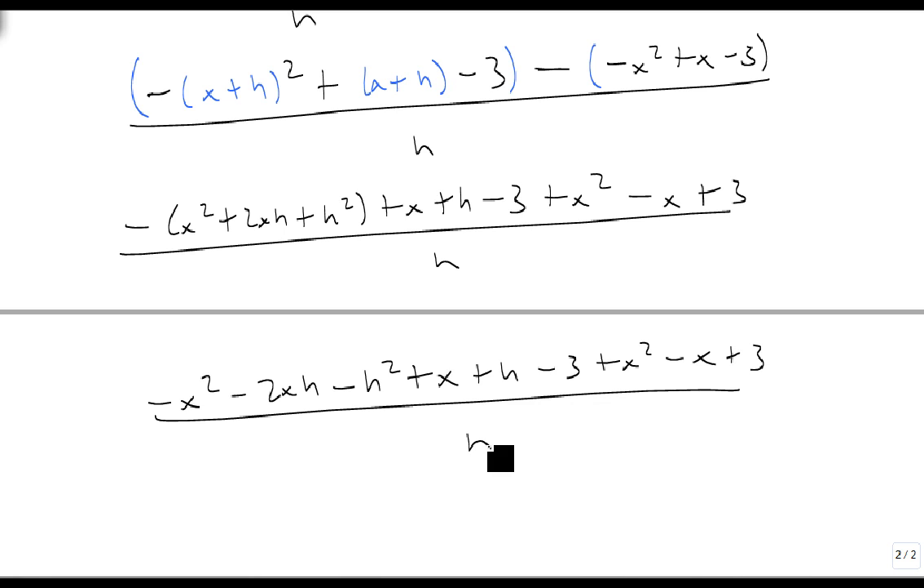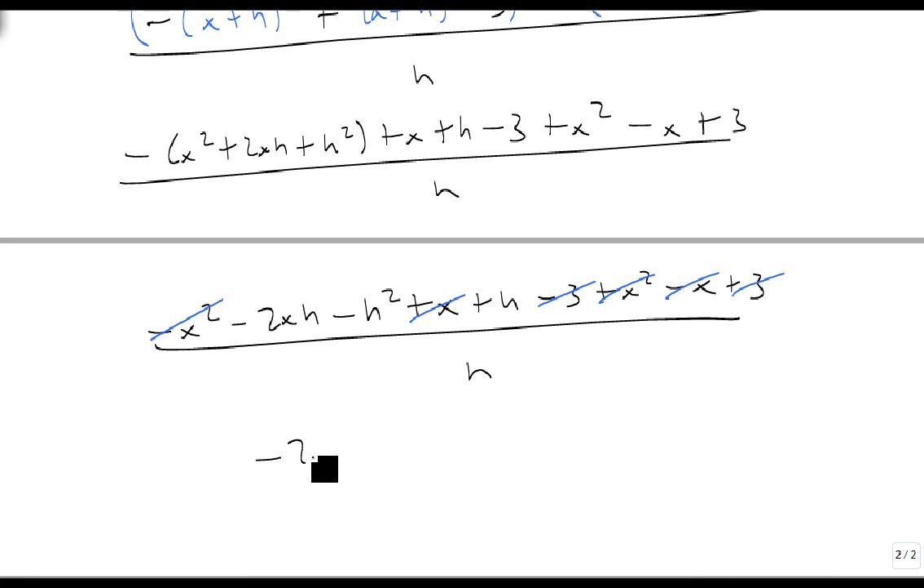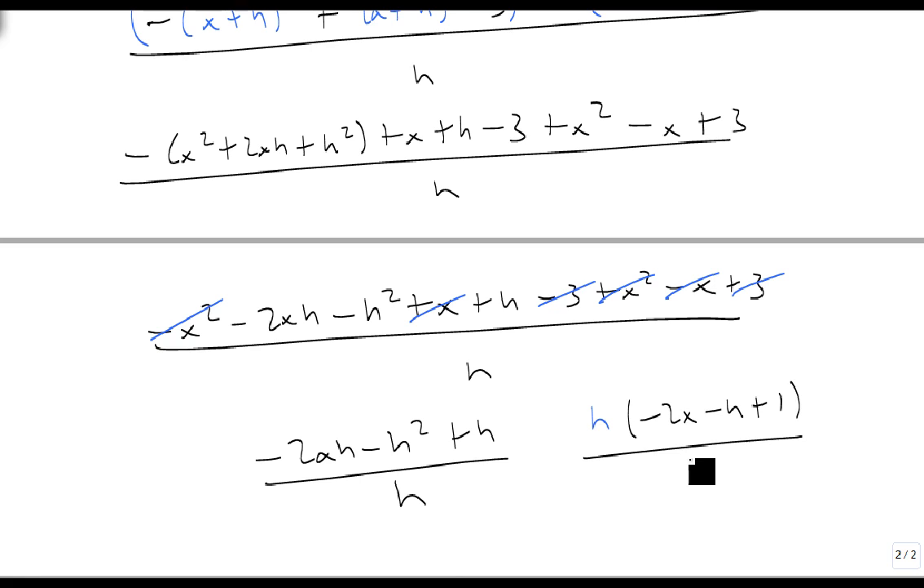And notice when we combine like terms, we get a minus x squared and a plus x squared, a plus x and a minus x, and a minus 3 and a plus 3. This leaves us with only minus 2xh minus h squared plus h, all over h, and I can factor an h out, leaving minus 2x minus h plus 1, all over h. The h divides out, and we're left with minus 2x minus h plus 1. This is our difference quotient.